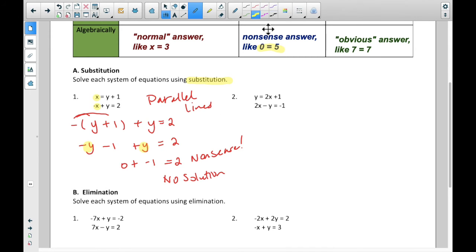Let's look at the next example. Okay, we're going to use substitution again. Here's my y. I'm going to plug in for this y. So I'm going to take my bottom equation, and I'm going to plug in 2x plus 1.